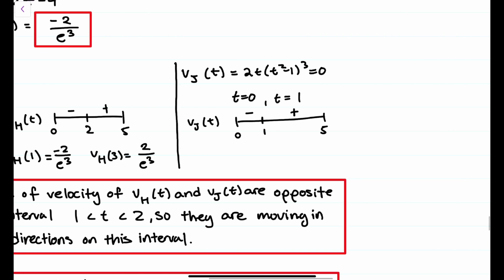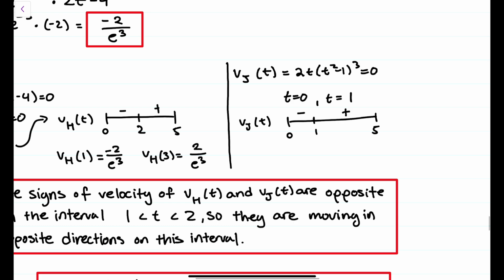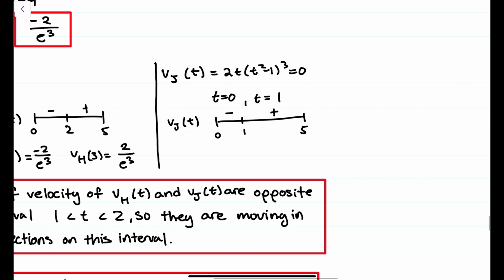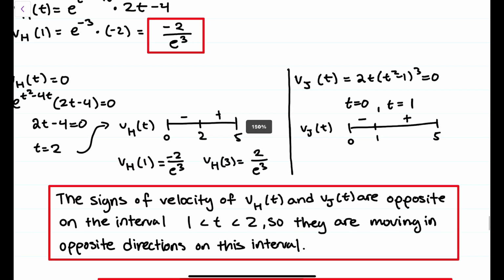And then we set v of j of t equal to 0, and we can see that t equals 0 and t equals 1, and it's negative from 0 to 1, and then it's positive from 1 to 5. So the interval at which both of them have opposite signs is from 1 to 2, because from 1 to 2, v of h of t is negative, but from 1 to 2 for v of j of t, that's positive. So they're moving in opposite directions on this interval.